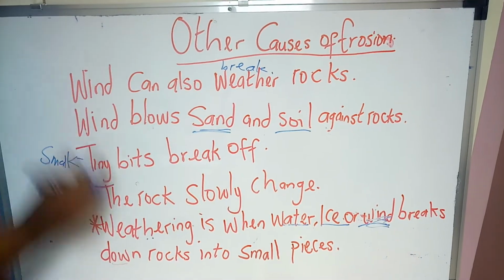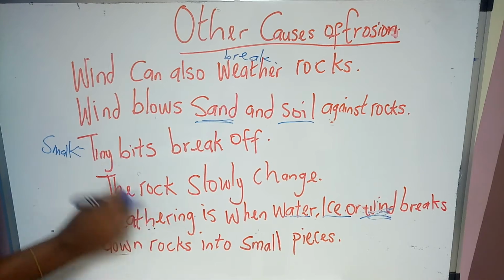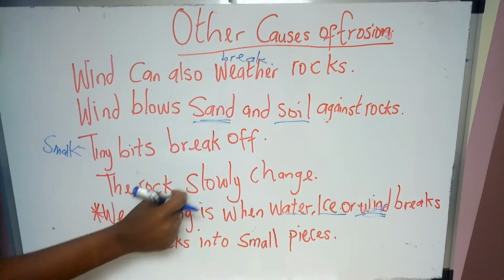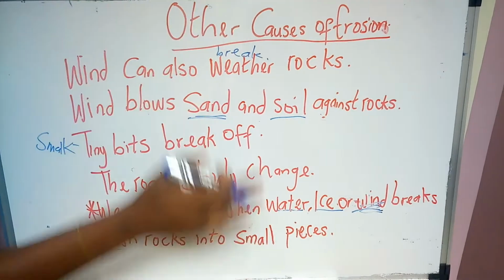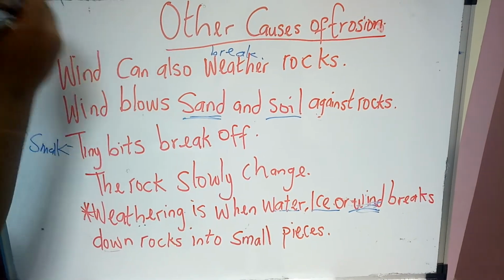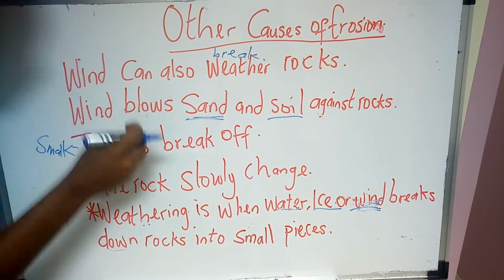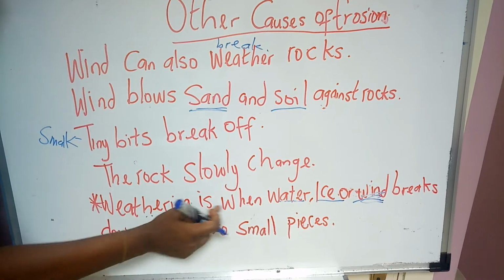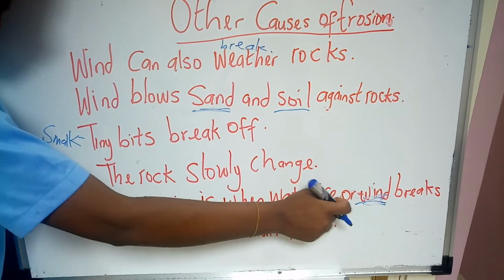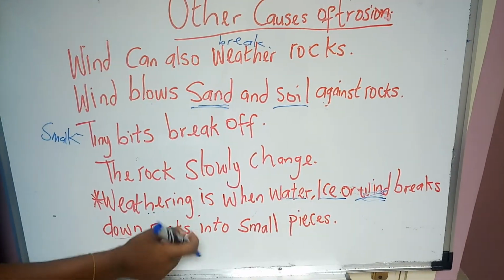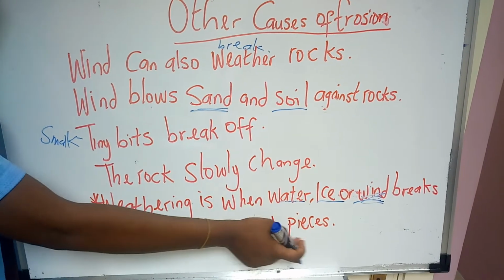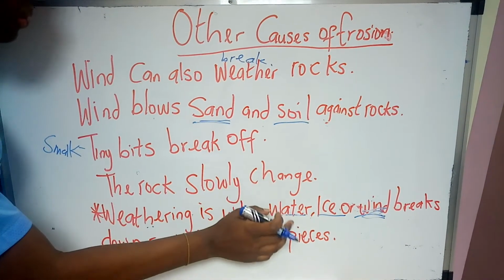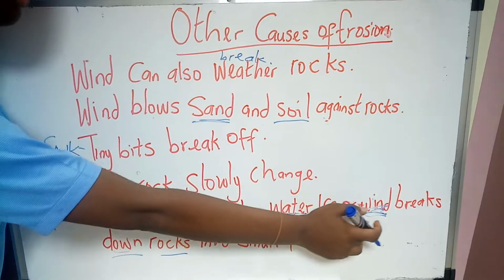I told you weathering is what? A slow change. When the wind breaks the rock, it changes slowly. It will not break into two at once. No, it will change slowly. Again, to understand this topic, you need to understand that weathering is when water, ice, or wind breaks down rock into smaller pieces. So always remember water, ice, or wind.